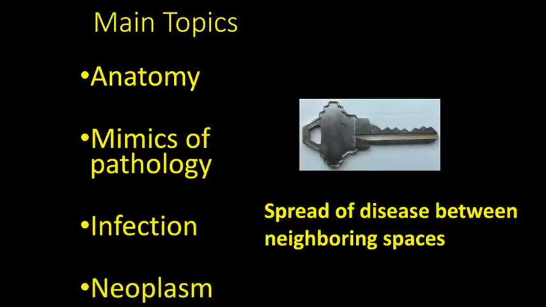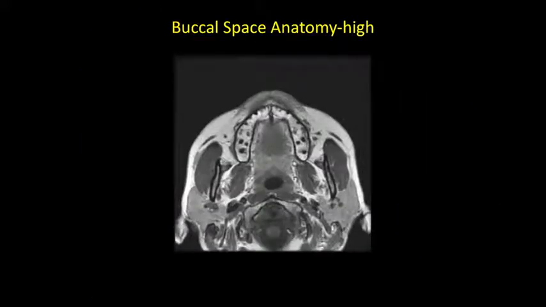And one of the key concepts is to watch for patterns of how disease spreads from one neighboring space to another. Starting with some of the anatomy at the higher part of the buccal space, I've indicated with the L, the lateral portion of the buccal space here overlying the masseter muscle, and the medial portion of the buccal space deep to the front of the masseter muscle.